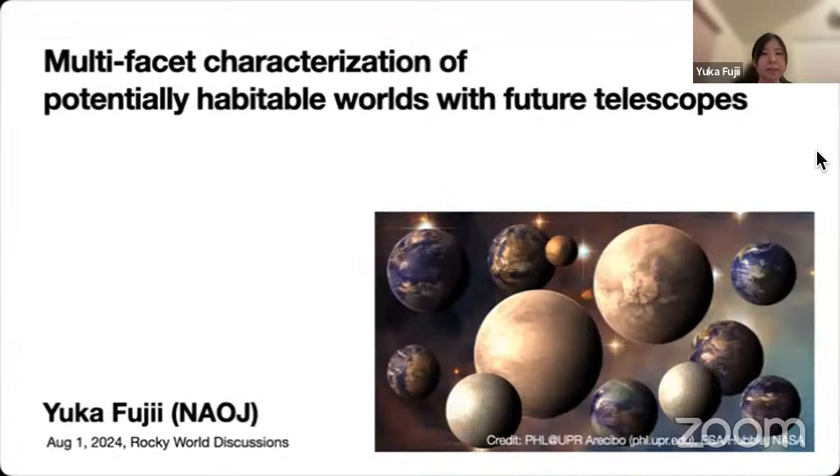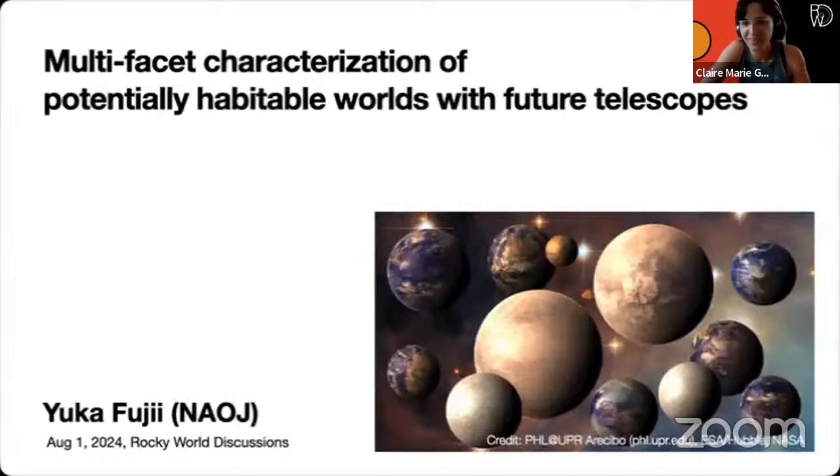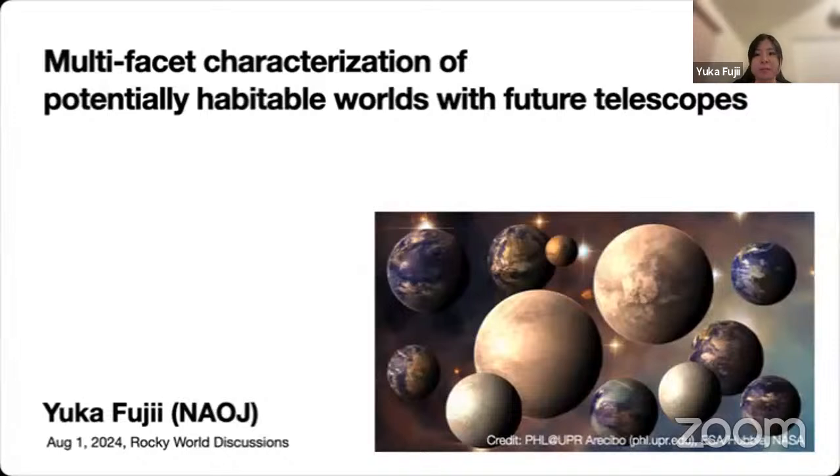Okay. Hello, can you hear me? Okay. Yes. So, hello, I'm Yuka Fujii from NAOJ, and thank you very much for having me today. My main research interest is exoplanet characterization, and I'm particularly interested in how to constrain the planetary surface environment of potentially habitable planets and also other rocky planets from observables. Today, I'd like to introduce some studies and exploration on the observable features of rocky planets.